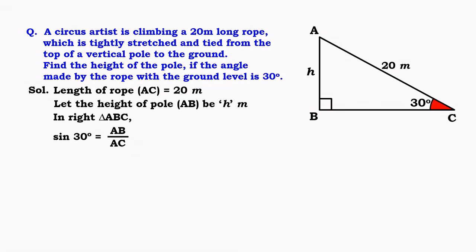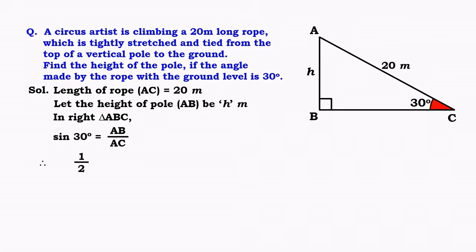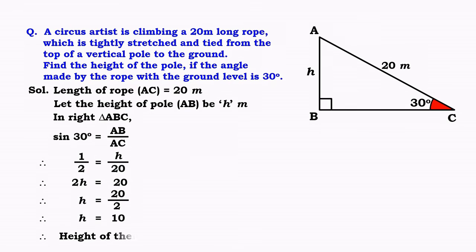The sine of 30 degrees is 1 by 2. So, 1 by 2 is equal to h divided by 20. Now, cross multiplying, we get 2h is equal to 20. Therefore, h is equal to 20 divided by 2. So, h is equal to 10 meters. Hence, the height of the pole is 10 meters.